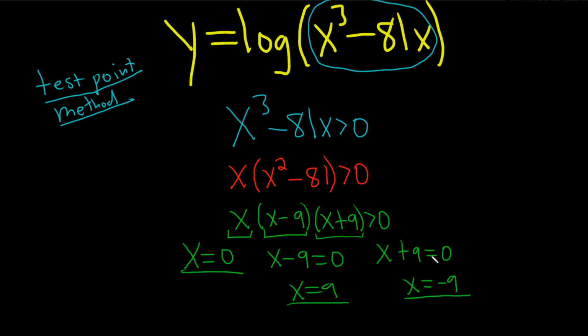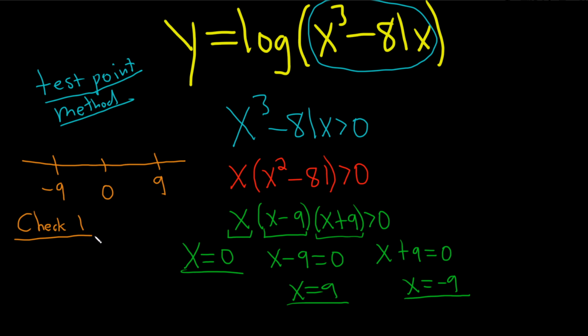Okay, now you'll see why it's called the test point method. We take each of these numbers and we plot them on a number line. So here's negative 9, here's 0, and then here's 9. And then we pick an easy number. Let's pick 1. So let's check 1. This is a trick, by the way. I'm going to show you a shortcut to save hours of your life. So I'm just picking an easy number that's not one of these. So 1 is a good choice.